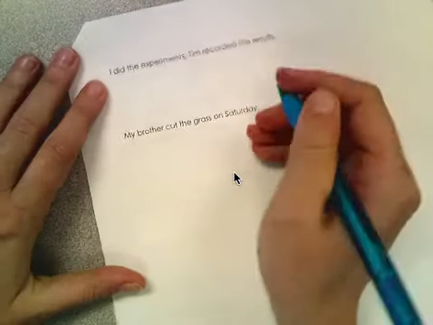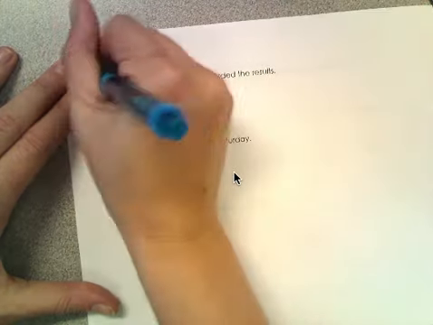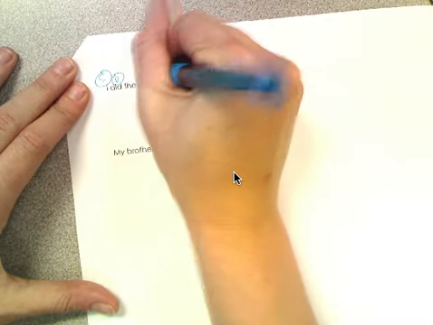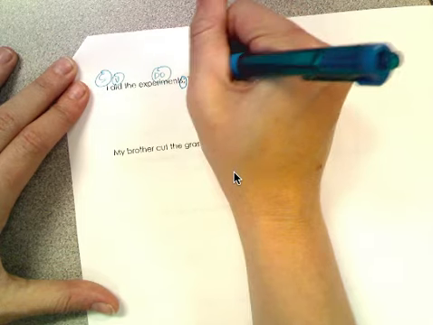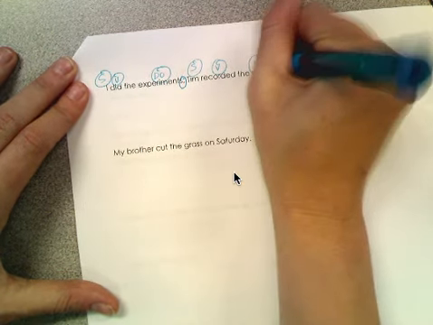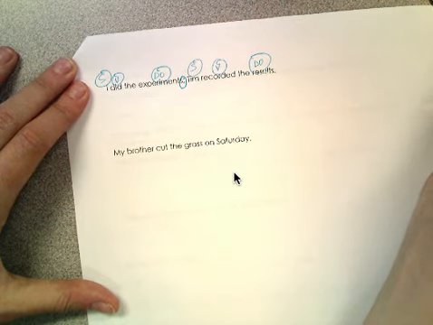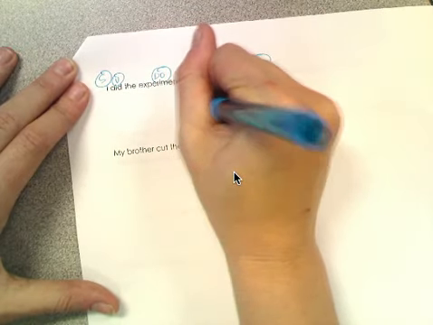All right, let's try another one. I did the experiments; Tim recorded the results. All right, so I is my subject. My verb is going to be did. Experiments is a direct object. Ooh, I got the semicolon here. Hint, hint, wink, wink. I got a subject, I got my verb, and I have a direct object right there. Well, I see a semicolon. I do not see a subordinating conjunction. This is going to be compound.